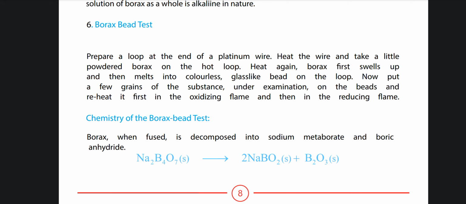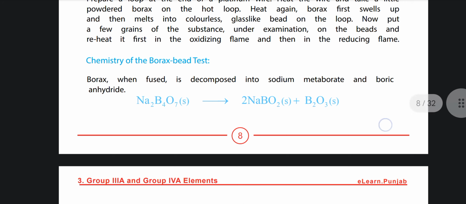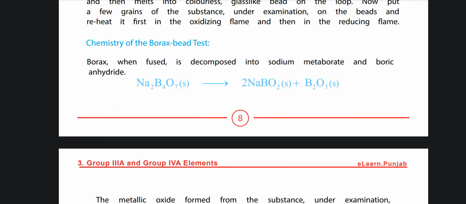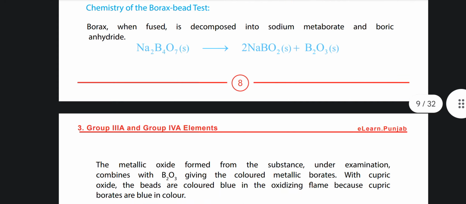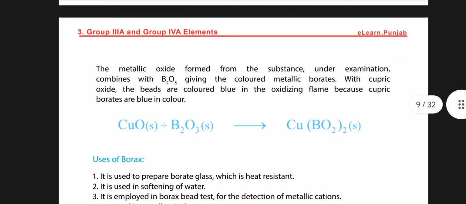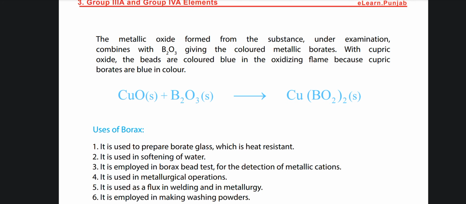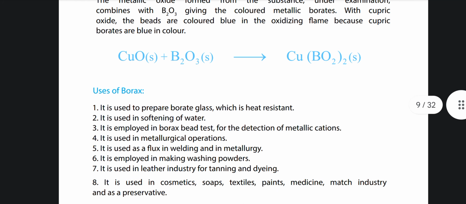Chemistry of the borax bead test. Borax when fused is decomposed into sodium metaborate and boric anhydride. Na2B4O7 gives 2NaBO2 plus B2O3. The metallic oxide formed from the substance under examination combines with B2O3, giving the colored metallic borates. With cupric oxide, the beads are colored blue in the oxidizing flame because cupric borates are blue in color. CuO plus B2O3 gives us Cu(BO2)2.